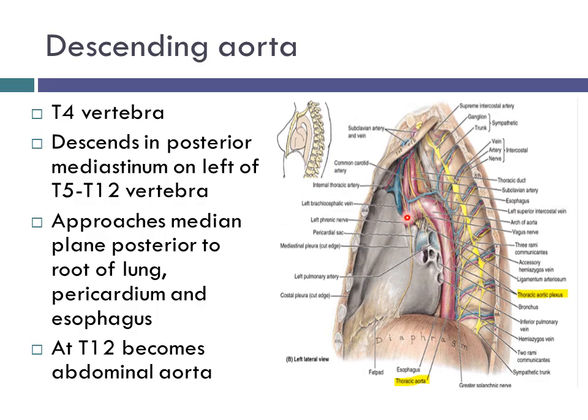The descending aorta throughout its course is covered by the thoracic aortic plexus, which is an autonomic nerve plexus. The descending aorta becomes the abdominal aorta at the level of the 12th thoracic vertebra, where it pierces the diaphragm at the aortic hiatus and enters into the abdominal cavity.